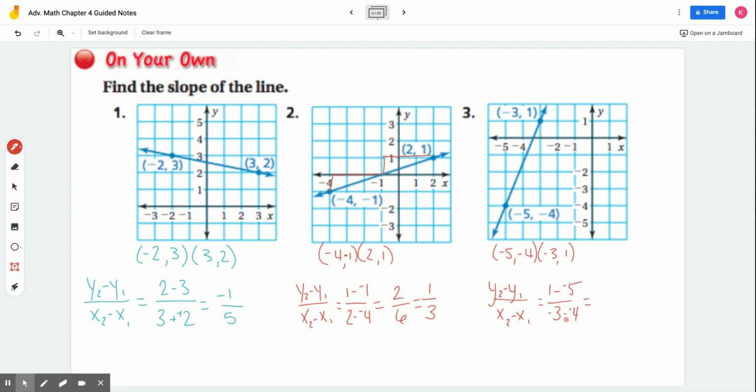Now, looking at this last one, 1 minus -5 is 6. -3 minus -4. Well, this is like -3 plus 4, which is 1. And we know that 6 over 1 is 6. Now, did we go 6 up and over 1? And it looks like here actually I have a mistake. I have my numbers plugged in wrong. So hopefully you caught that and we can correct it.